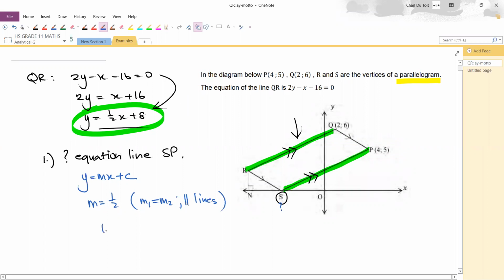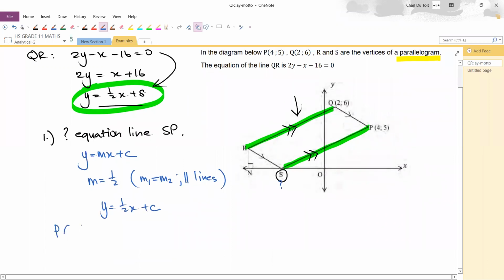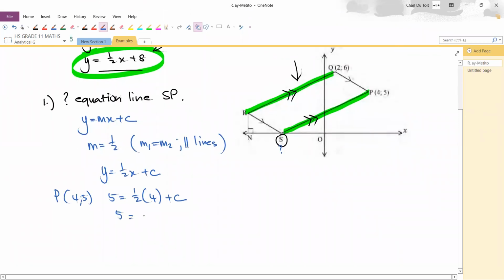So the equation is y equals a half x plus c. And then I have to find one coordinate on that green line, the coordinate P, 4 and 5, and put that in. So now I have 5 equals a half times the x value of 2 plus c. 5 equals 2 plus c. C is 3.